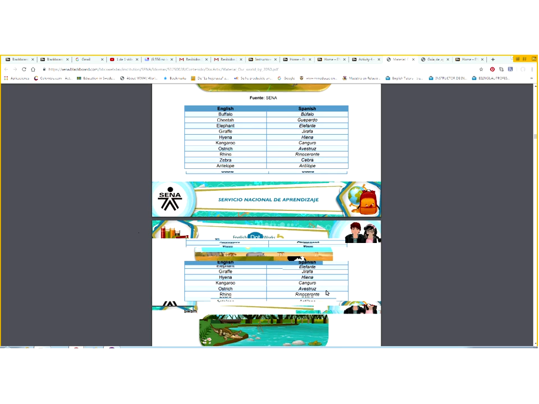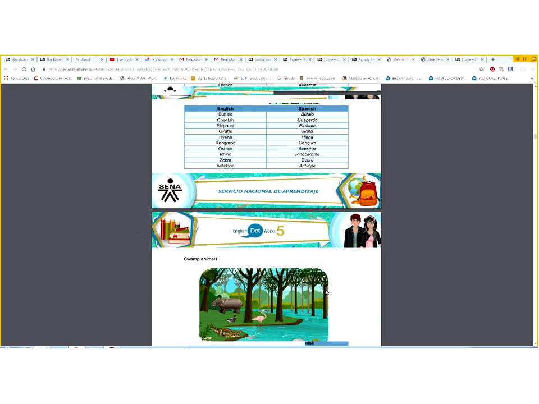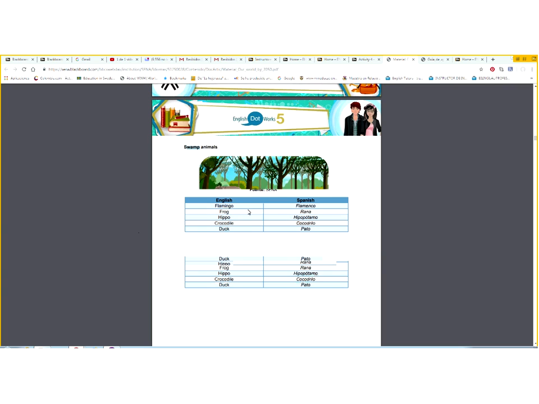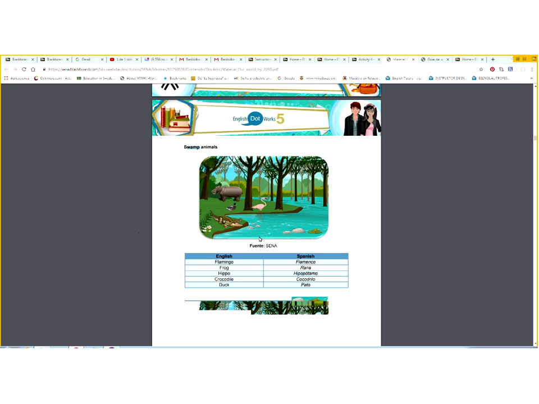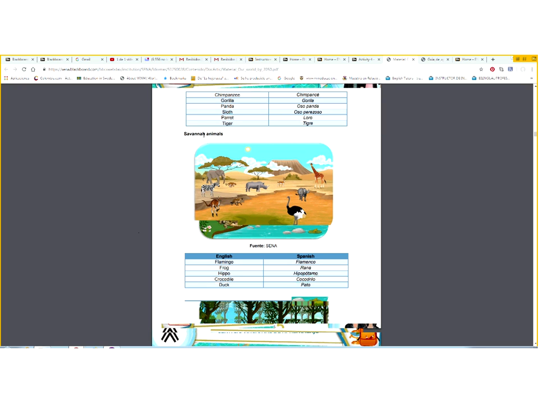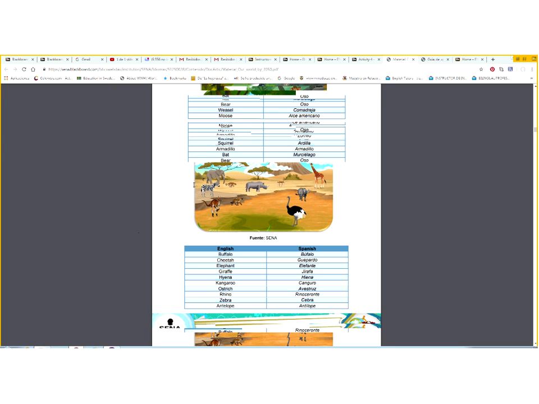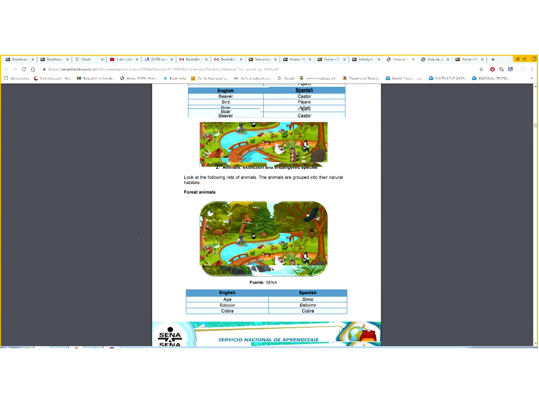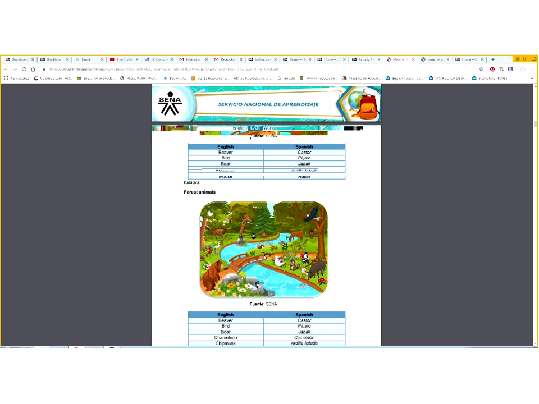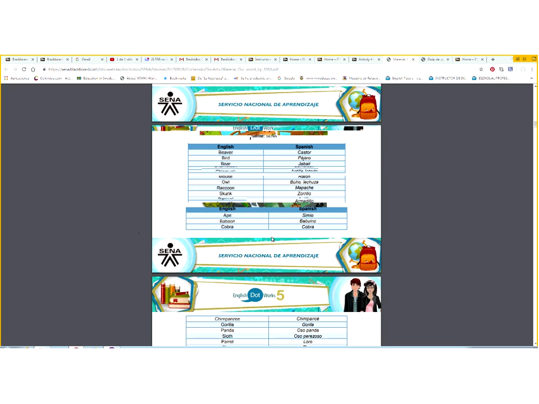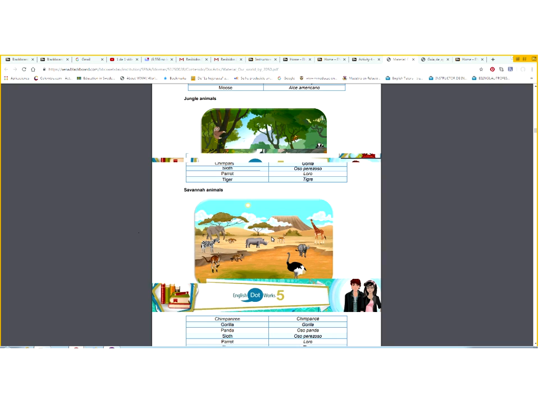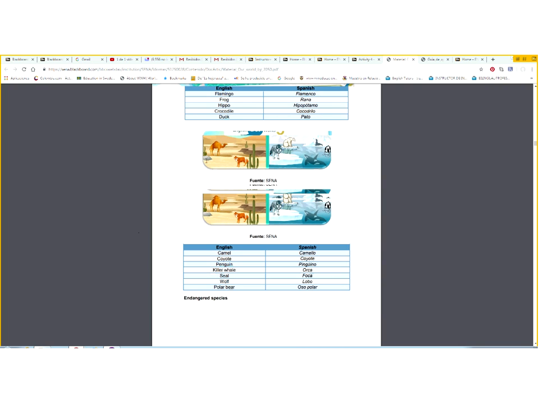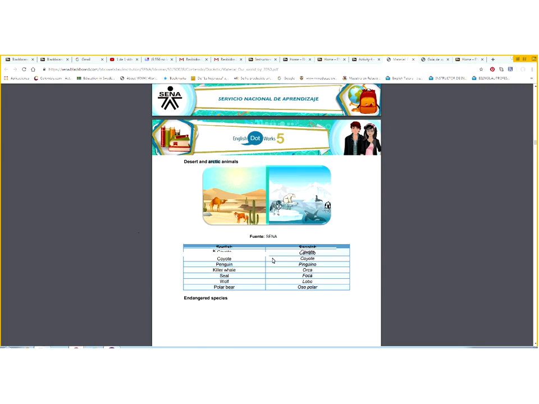More vocabulary about animals depending on their habitat. So this is a swamp animal. This is a savanna animal. This is a jungle animal. And this is a forest animal. So the organization, the classification of animals is according to their habitat. And finally we have desert and Arctic animals.